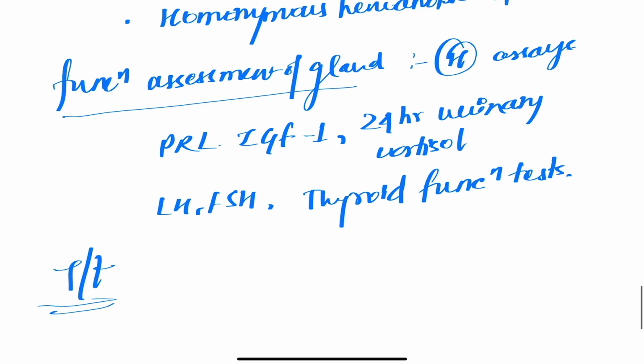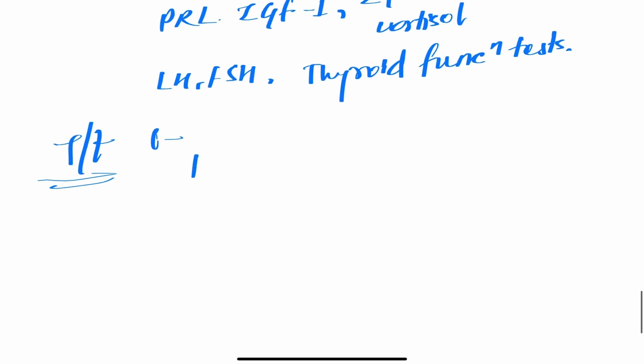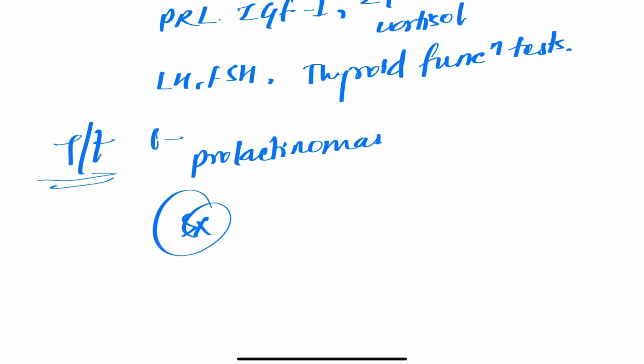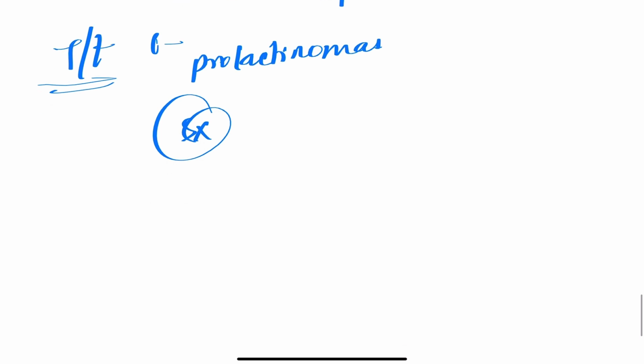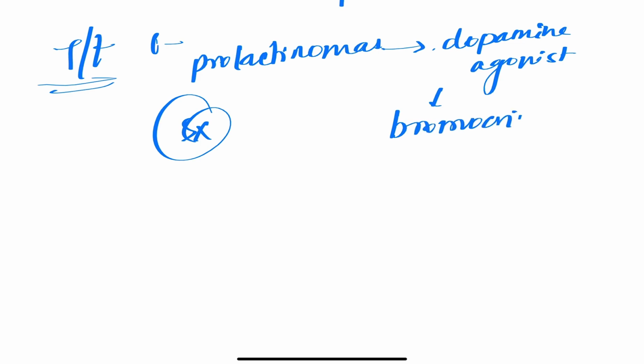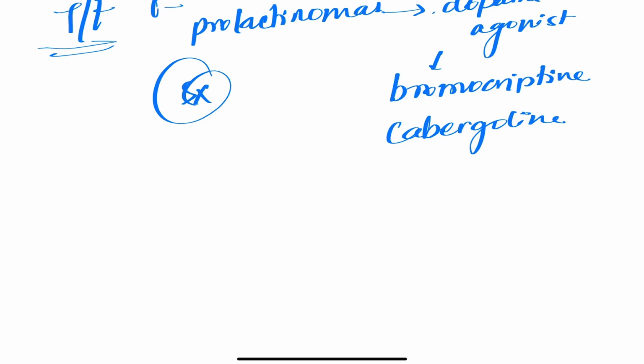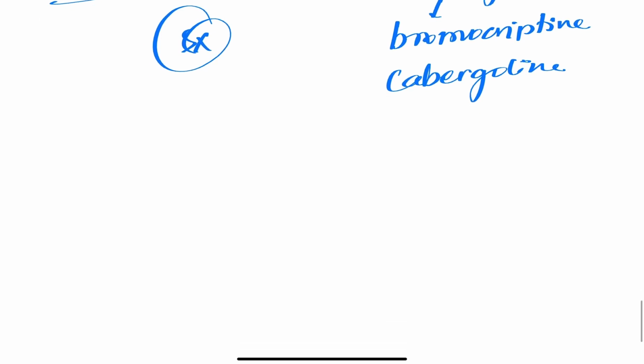What is the treatment of pituitary tumors? Except for prolactinomas, for other pituitary tumors we will do surgery as a first line treatment. In prolactinomas we give the dopamine agonist like bromocriptine, cabergoline. This will shrink the tumor and possibly avoid the surgery.